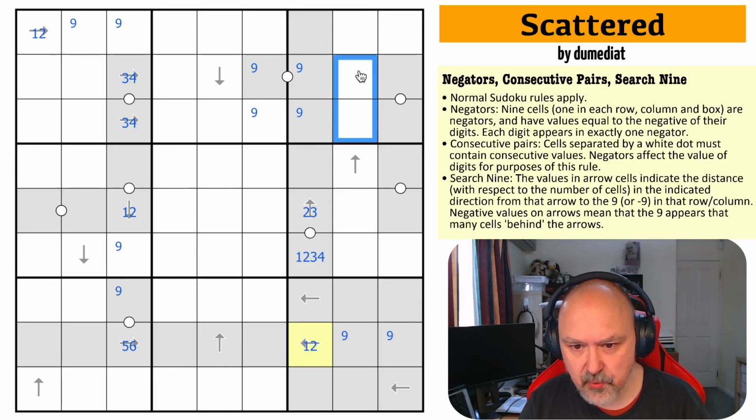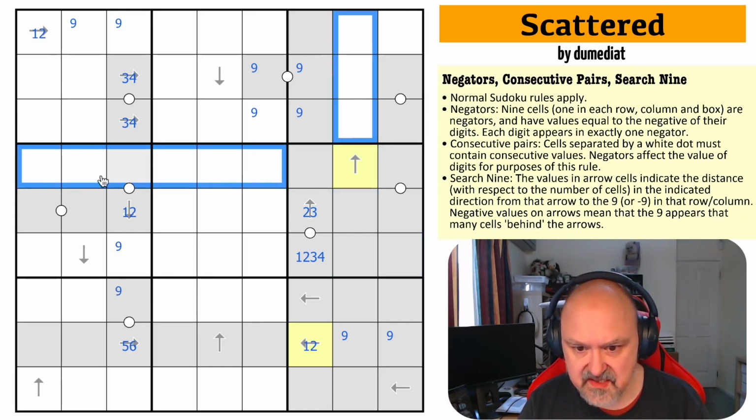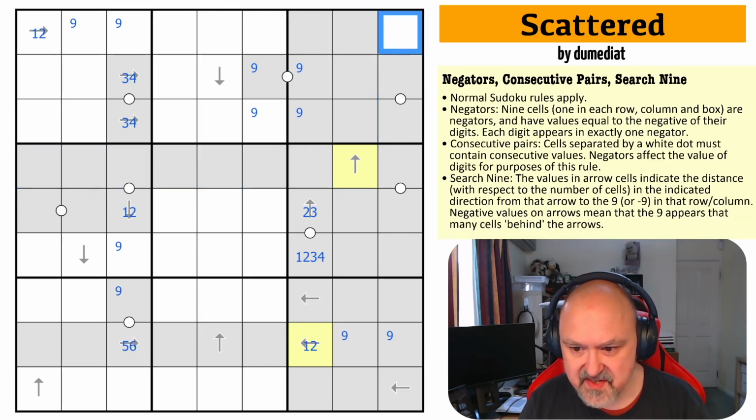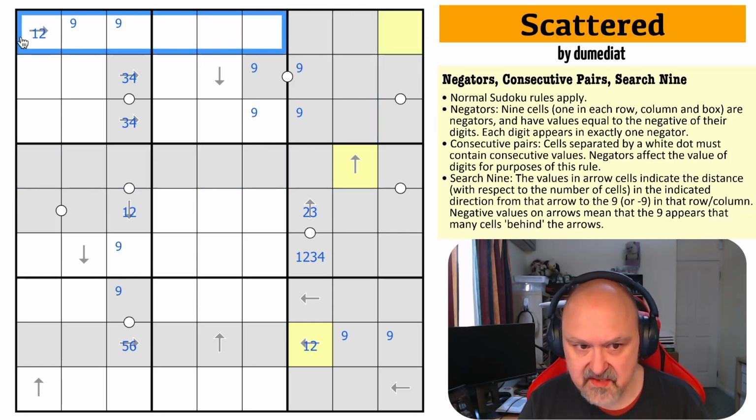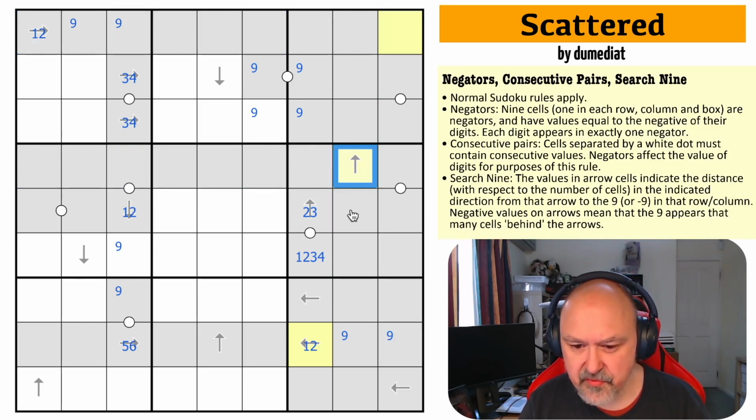This can't point to a 9. This is a negator cell. So these are not negators. This is a negator. These are not negators. And this is 1, 2, 3, 4, or 5. Now, it's 1, 2, 3, 4, or 5.